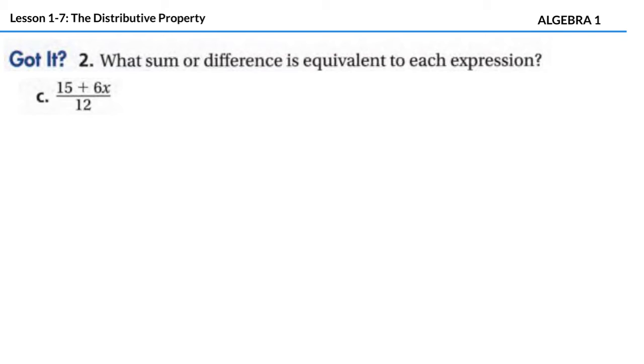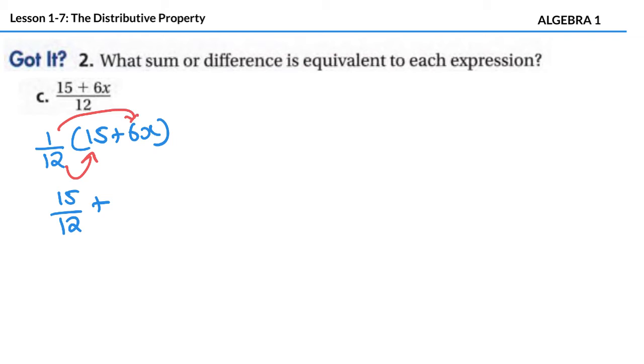15 plus 6x over 12. Can I write this as 1 over 12 times 15 plus 6x? I can. Now apply the distributive property. 1 over 12 times 15, let's write it down, is 15 over 12 plus 1 over 12 times 6x. What's it going to be? It's going to be 6x over 12.